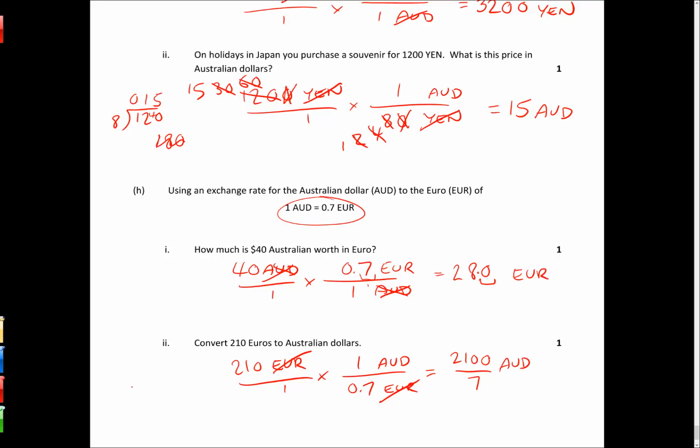And what is 2,100 divided by 7? Just move to the side and say 7 out of 2 doesn't happen. 7 3s are 21, 7 out of 0, nope, 7 out of 0, nope. The answer is 300 Australian dollars.